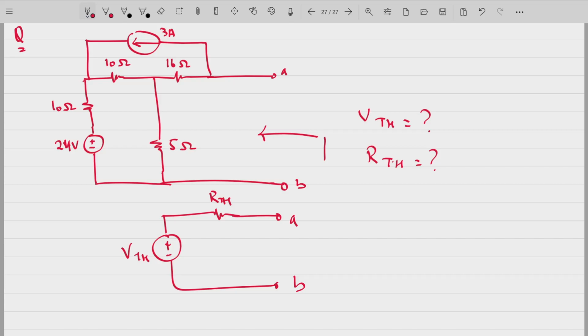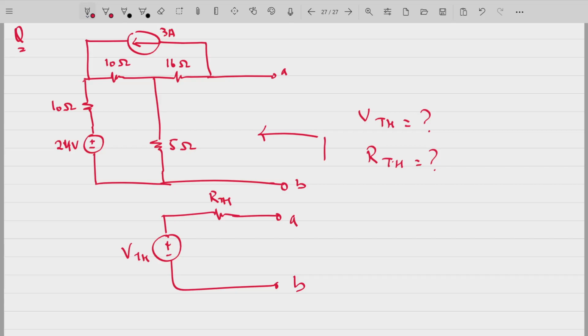No, RTH will not be 4. RTH, yes, it is 20. So you have to open the current source, you have to short the voltage source.